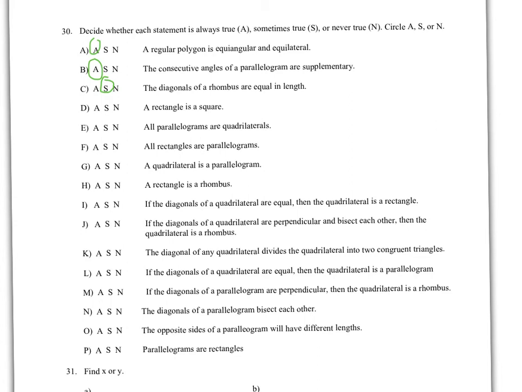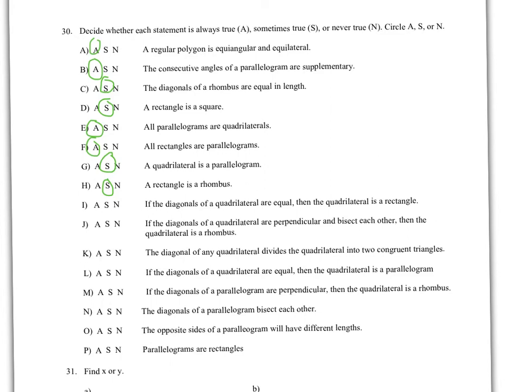A rectangle is a square. Sometimes that is true. Sometimes a rectangle is a square. All parallelograms are quadrilaterals? Yes, that's always true. A parallelogram is a four-sided figure, which are all quadrilaterals. All rectangles are parallelograms. Yes, they fall under the umbrella of a parallelogram, so all rectangles are parallelograms. A quadrilateral is a parallelogram. That is sometimes true. Some quadrilaterals are parallelograms, but not all quadrilaterals are parallelograms. A rectangle is a rhombus. That is sometimes true, with the square. If it's a square, then it's a rectangle, but it's also a rhombus.